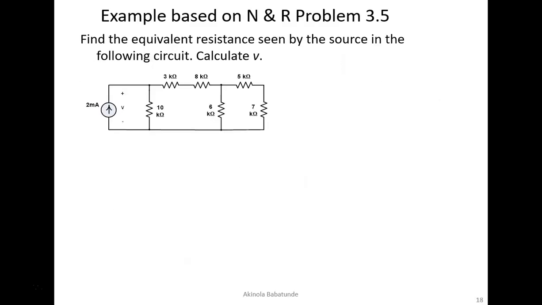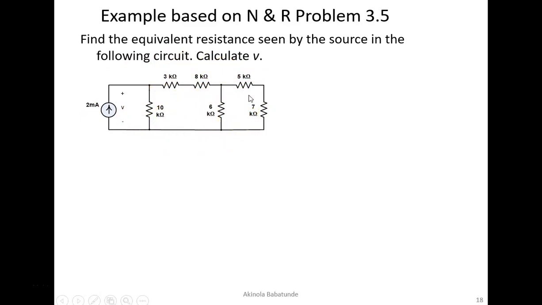Here's another example. Find the equivalent resistance seen by the source in the following circuit, and after that, calculate the value of V. This is V. From this circuit, what you can see is that we have an independent current source of 2 milliamperes, and then we have 1, 2, 3, 4, 5, 6. These are 6 resistors connected in this circuit.